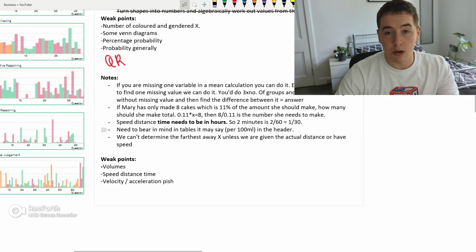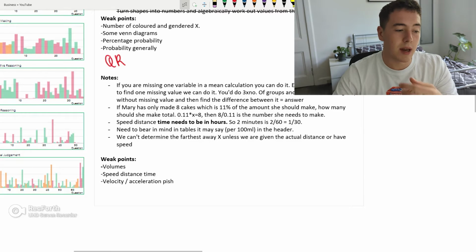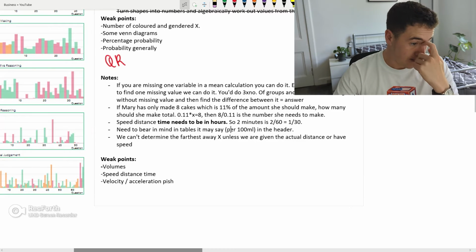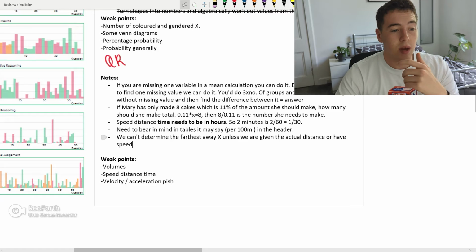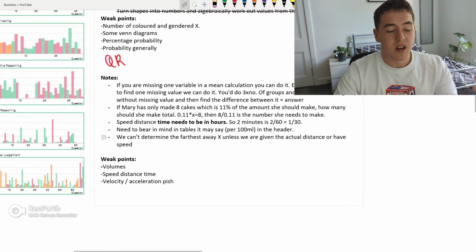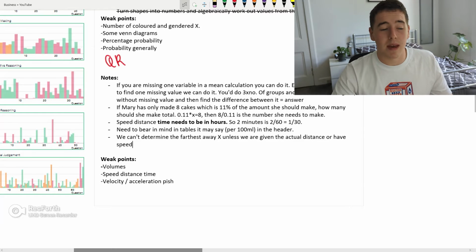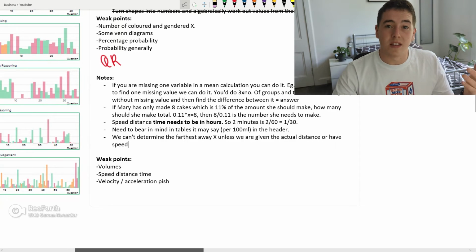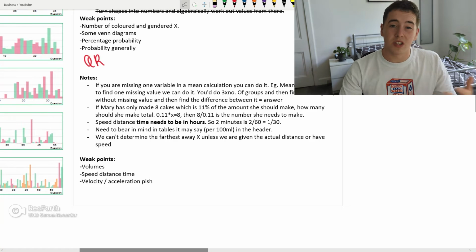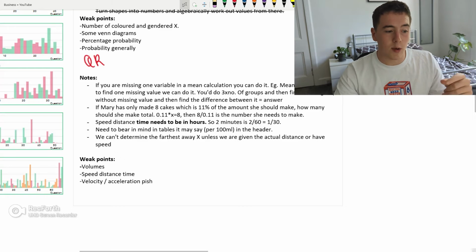Need to bear in mind the tables. It may say per 100 ml in the header. I mentioned this in my quantitative reasoning video as well. And we can't determine the furthest away x unless we're given the actual distance or speed. Again, I don't even know what this refers to, but you can sort of get what I'm getting at here. You need to reflect on the individual questions that you found hard, the questions that you didn't get right, the questions that you didn't understand, and then in this document, this is how you go over it.